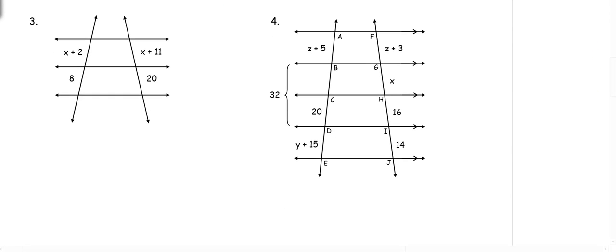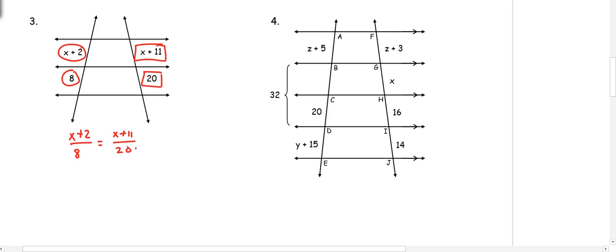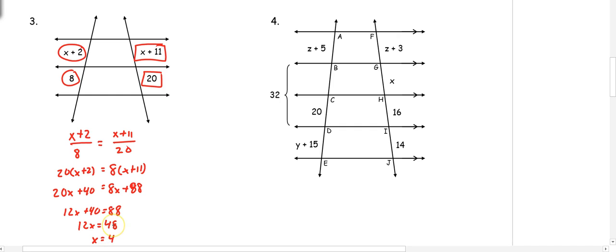So number 3, in order to solve for x, we see that we have x plus 2 and 8 on the same side, and x plus 11 and 20 on the same side. So we're going to set up a proportion using those. x plus 2 over 8 equals x plus 11 over 20. When we cross multiply, we get 20 times x plus 2 equals 8 times x plus 11. We can distribute: 20x plus 40 equals 8x plus 88. Subtract 8x from both sides, so 12x plus 40 equals 88. Subtract 40 from both sides, so 12x equals 48. And when we divide, x is 4.